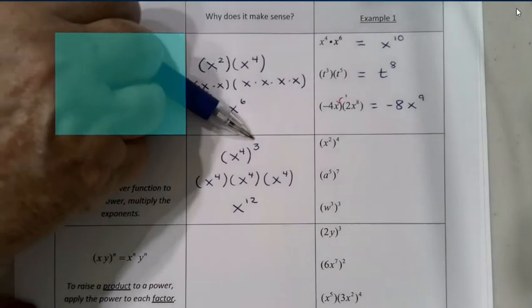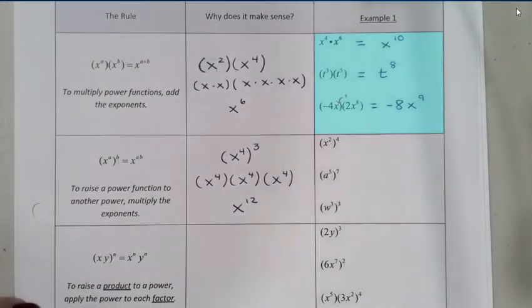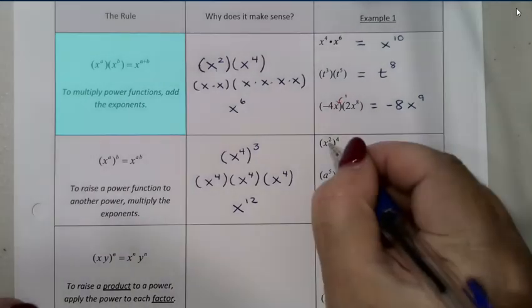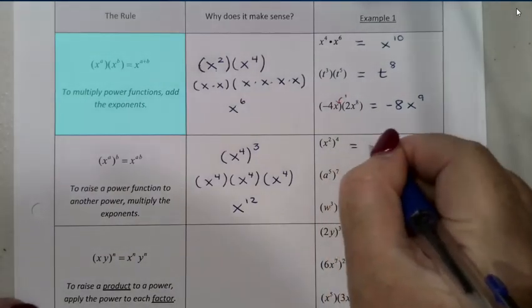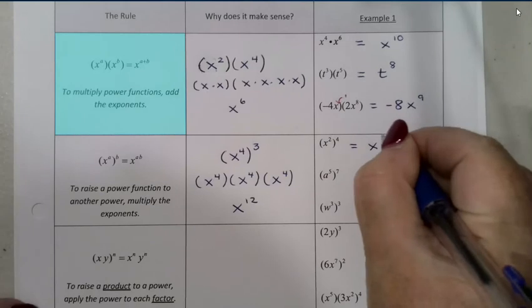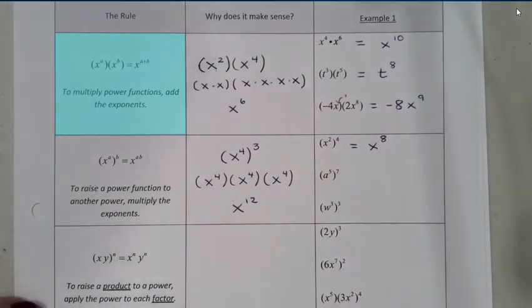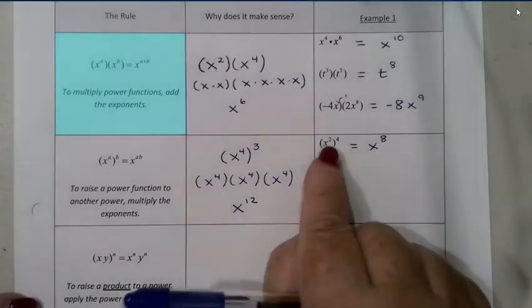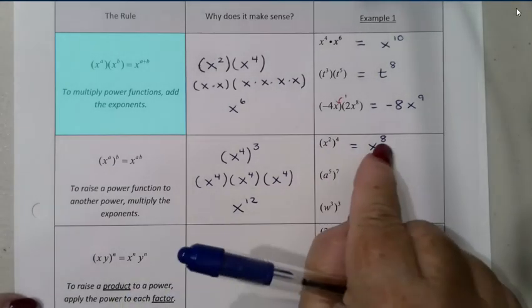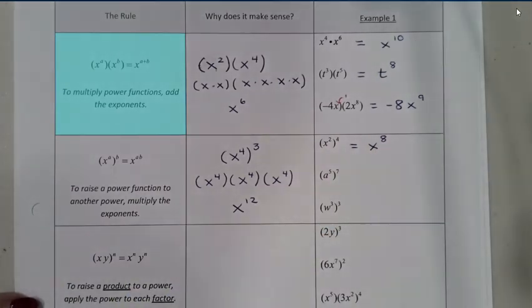And I can see that the shortcut to that would have just been multiplying the exponents. So x squared to the 4th power, multiply my exponents. Excuse me, I wrote it right, I just said it wrong. I multiplied the exponents. 2 times 4 would be x to the 8th power.